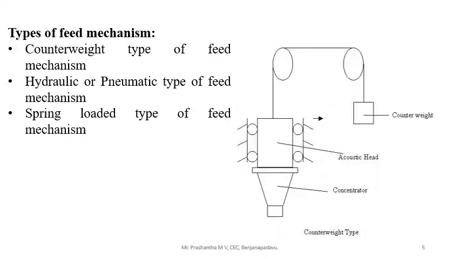Next, types of tool feed mechanism. See, various types of tool feed mechanisms are available in ultrasonic machining. They are illustrated in their simplest form. I have mentioned three types of tool feed mechanism. First one is counterweight type of tool feed mechanism. Second is hydraulic or pneumatic type of tool feed mechanism, and third is spring loaded type of tool feed mechanism.